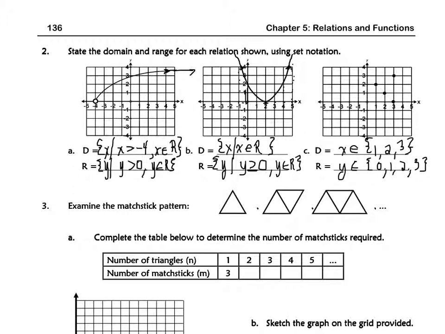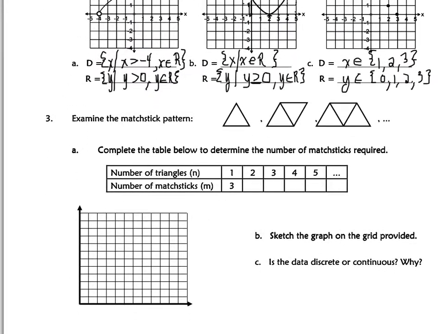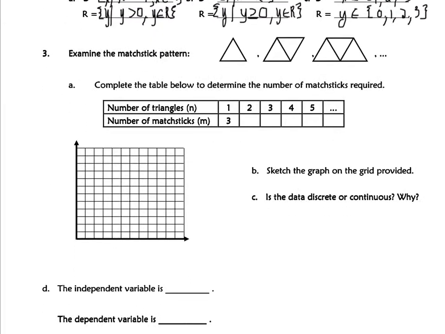Examine the matchstick pattern for number 3 and C. Complete the table below to determine the number of matchsticks required. So if we look at this pattern here, the first triangle pattern made of matchsticks has 3 matchsticks used to make the triangle: 1, 2, 3.